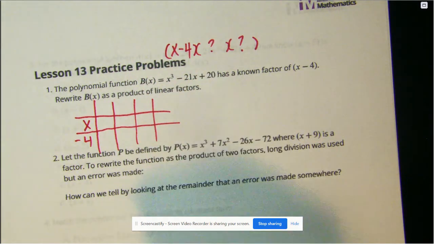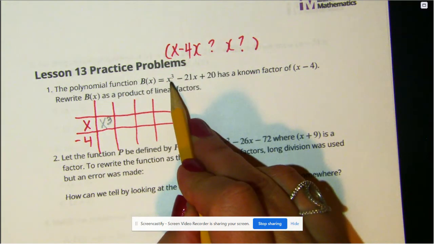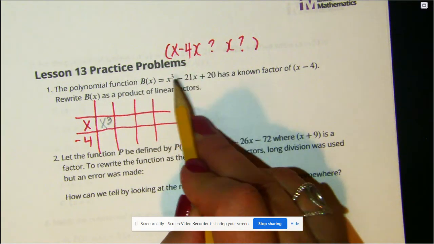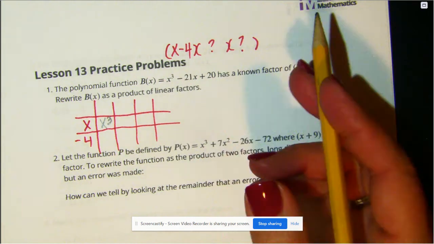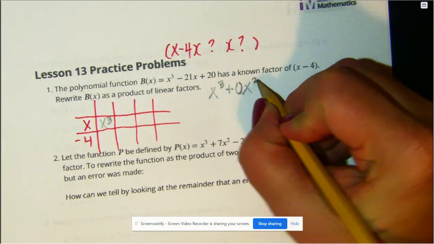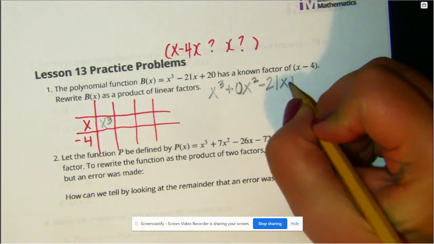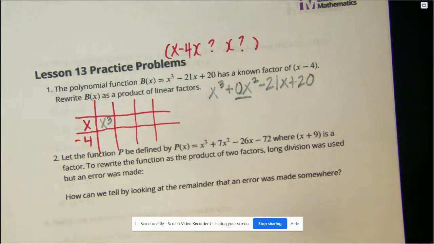I also noticed something strange. See how it goes x to the third and then it's straight to x to the first? There's no x squareds, which there just happen to be 0 of them. But I need to think about that when I'm working backwards. So I'm just going to hold that in so I can consider it, right? There were 0 x squareds. That's why they didn't write it in.